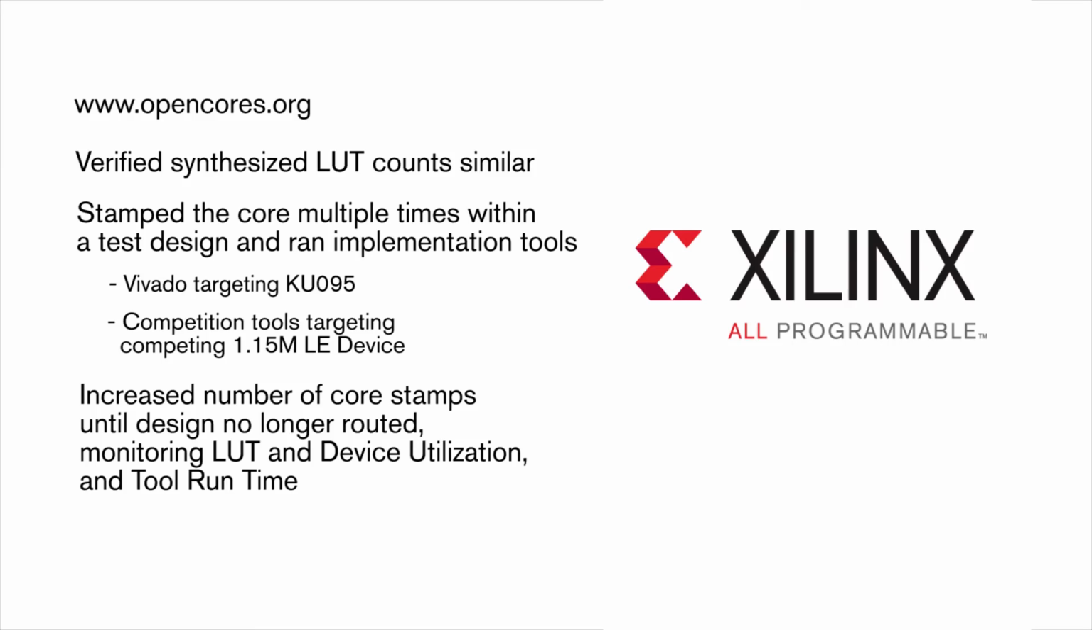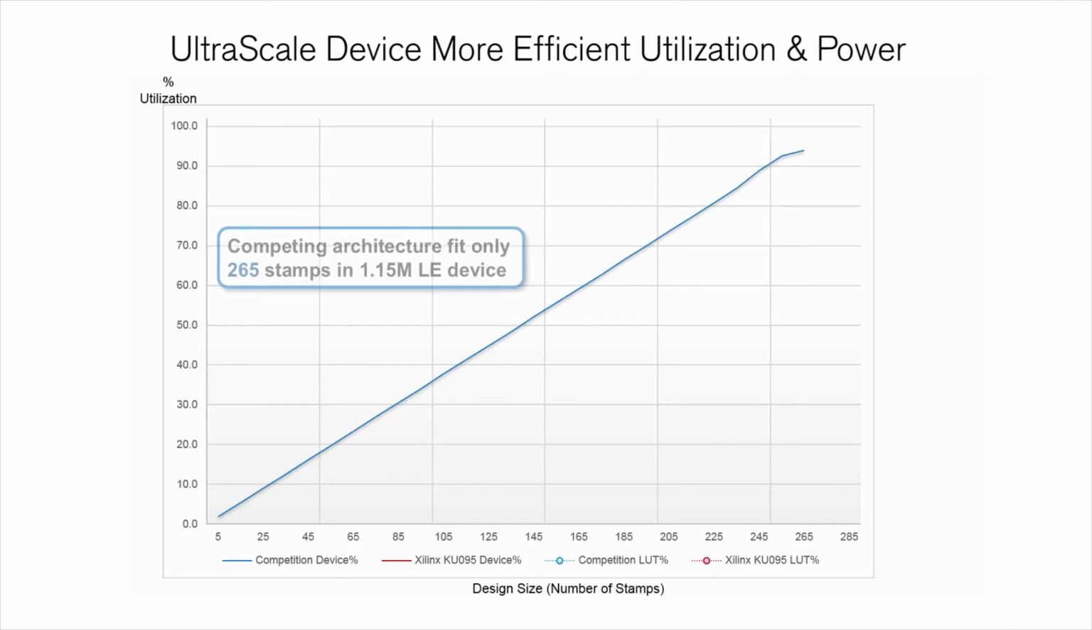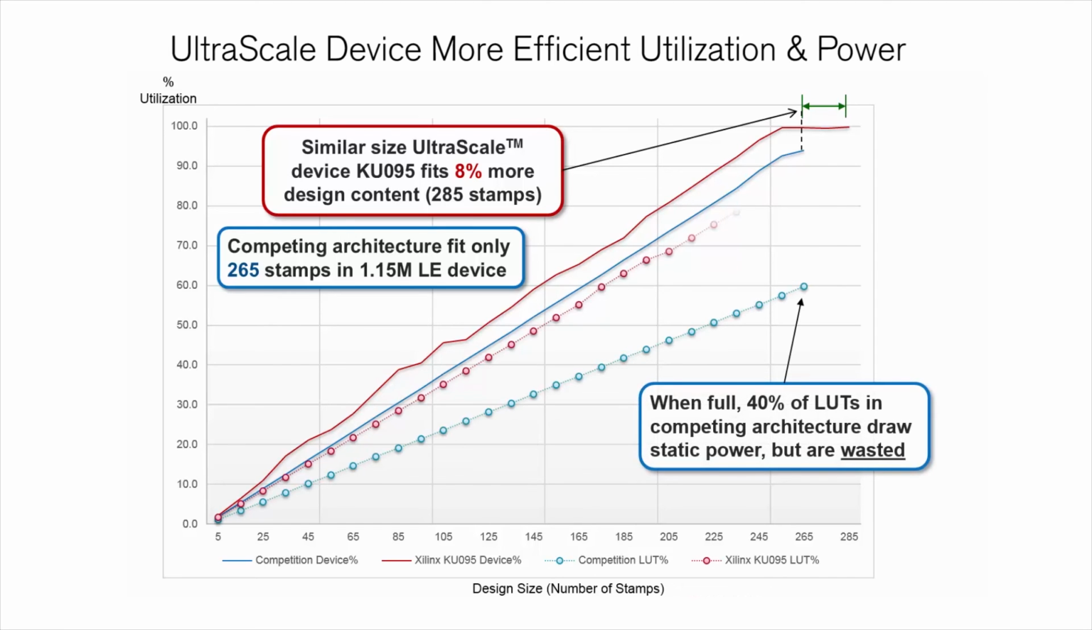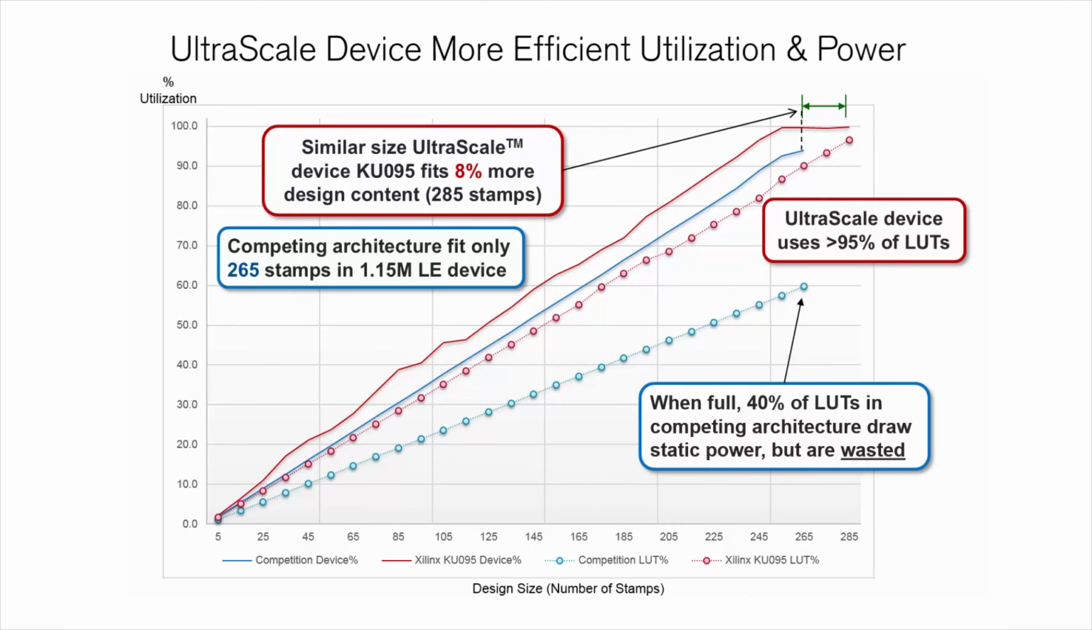Here's what we found. The competition device fit 265 stamps of the core. The similar-sized UltraScale device fit 285 stamps, holding 8% more than the competitor's device, even though both are about the same size. Now look at the actual LUT utilization. The Xilinx device was able to use nearly all the LUTs in the device. The competing device failed to route after just 60% of the LUTs were utilized.